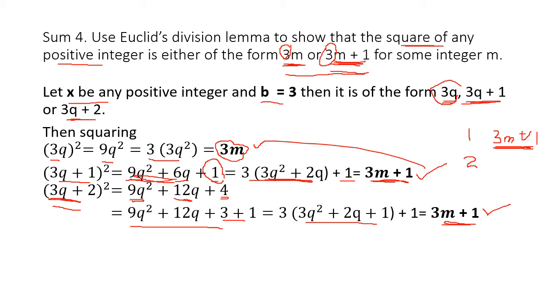So the square of any positive integer is either of the form 3m or 3m plus 1. Since I have taken b as 3, I get 3 forms: 3q, 3q plus 1 and 3q plus 2, and I have solved this sum. So this is the use of Euclid's division lemma. I have put a few sums in the homework which you will see later on.